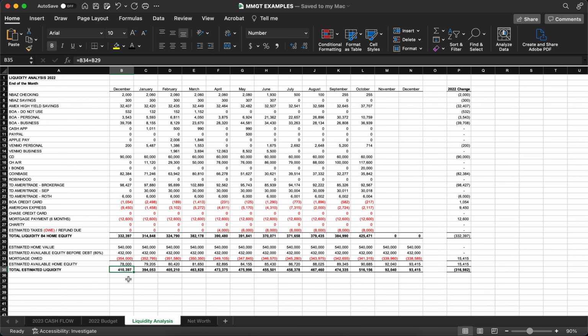This tool is very easy to use. You just update it once a month on the last day of the month, and it gives you a snapshot of how much money you have to turn into cash right away if you have something from a major expense to an investment opportunity, stuff like that. So feel free to use this. It's pretty simple. Any questions, just revert back to the instructions that go along with the template.